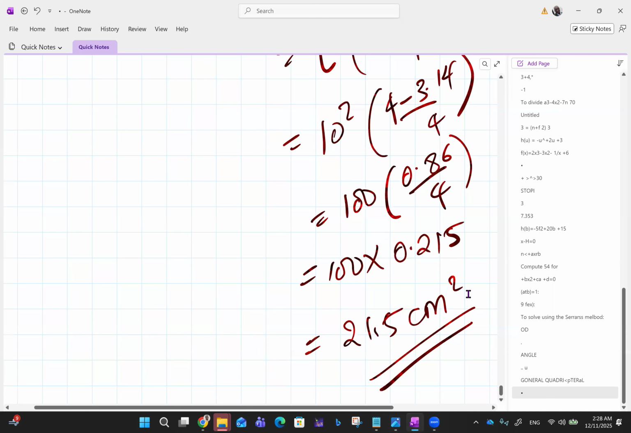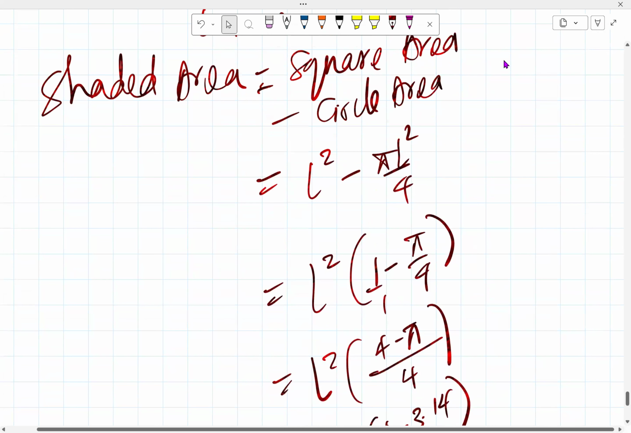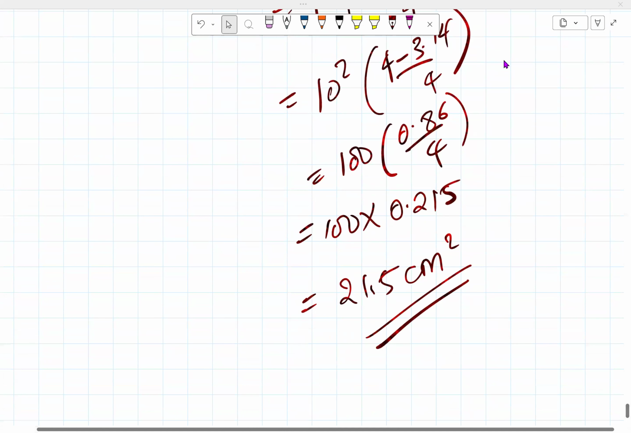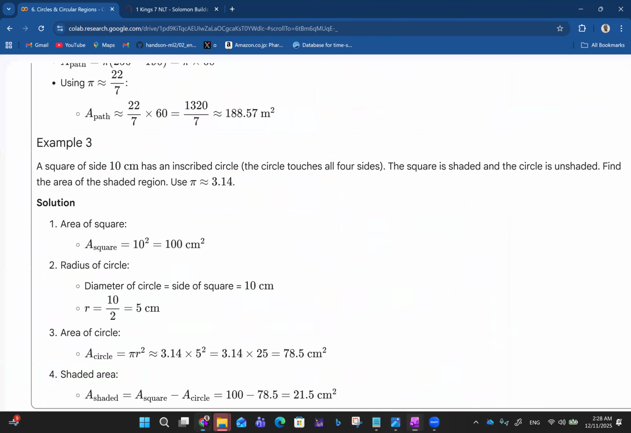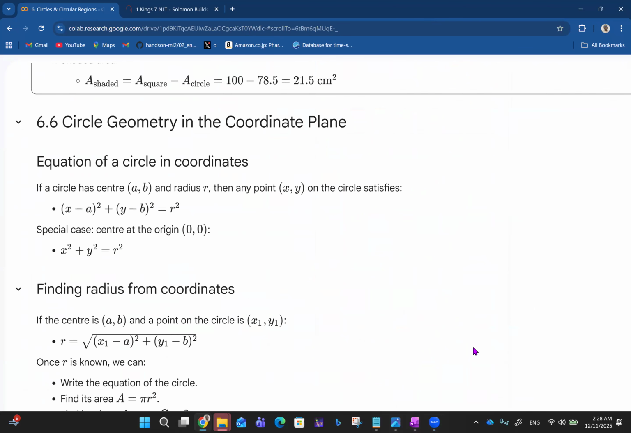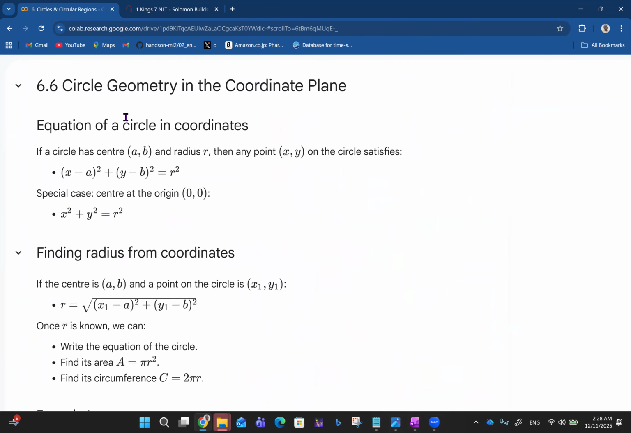Exactly what I got using my going this way. So, I mean, that buttresses the fact that it's actually 21.5 centimeters squared. Different, slightly different approaches, same answer. So that gives us some confidence that we are good. So now we can also talk about circle geometry in the coordinate plane.